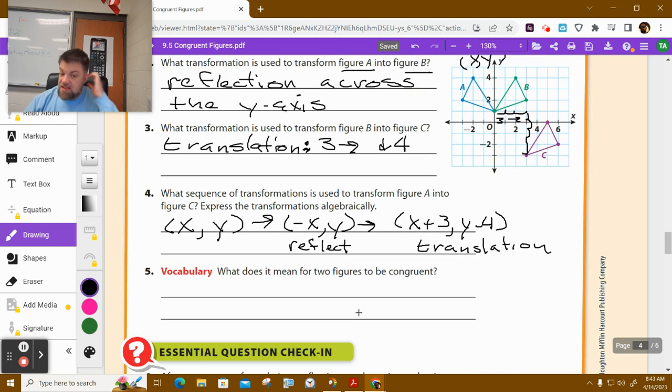And then lastly, it says, what does it mean for two figures to be congruent? Oh, I know. Basically, they have to be totally equal, all the sides and the inside. Yeah, or you could say same size. Same size, same shape. Totally equal. Yeah. Oh boy. I tried so hard to explain them. I think you did great.